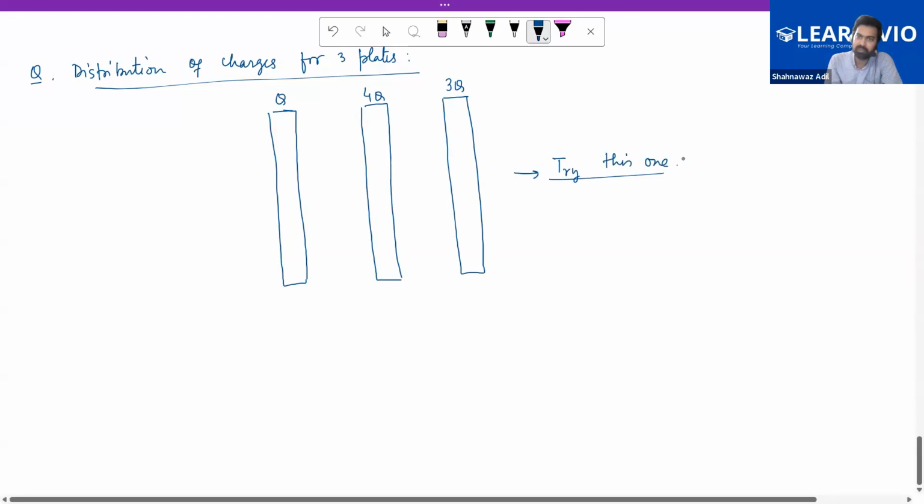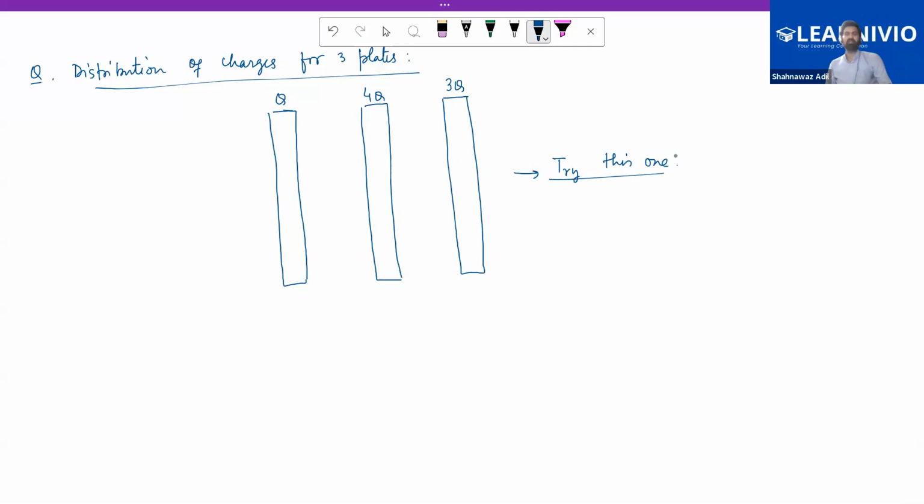Okay, and how much time do I have? So you have 5 minutes. Please try this one, and if you are stuck, then I will help. Did you understand this question? Yes, sir. So you have three plates. One has charge Q, then 4Q, and then 3Q. All are positive. So what would be the final distribution? Please try that.